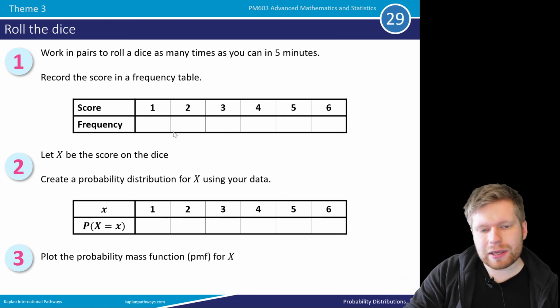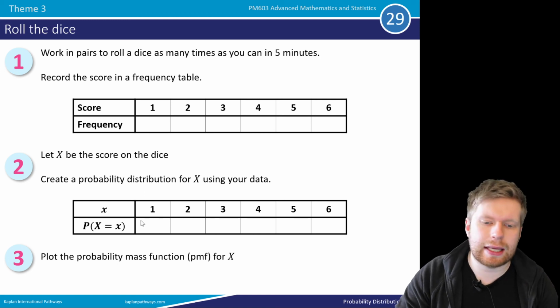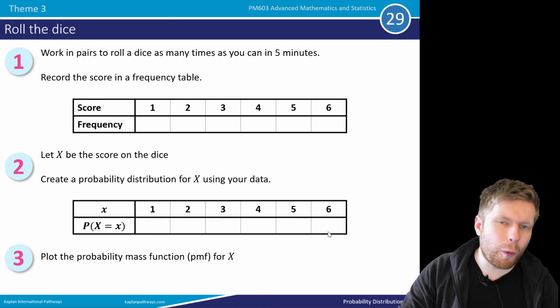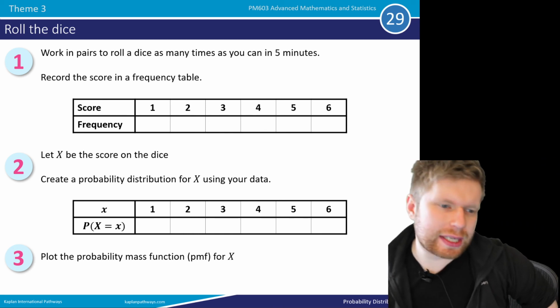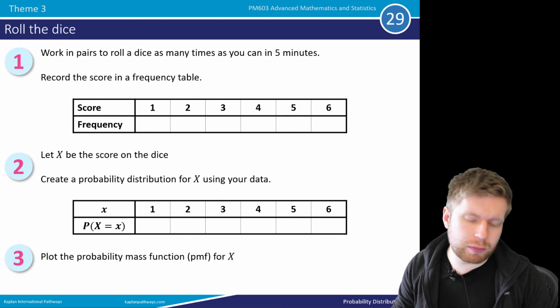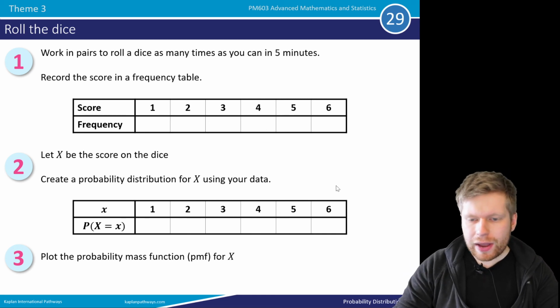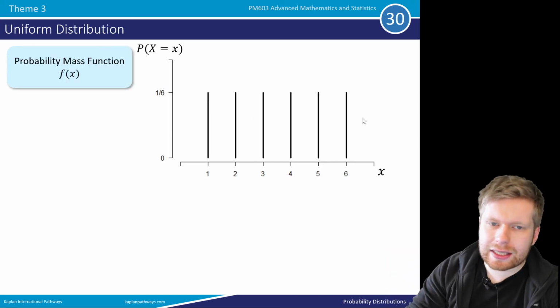But you notice that because we're doing this as an experiment, so it's an experimental probability, these probabilities will nearly always be slightly different and slightly off. And if you're interested in me actually going through this activity in class, I've got a video on my YouTube channel on the uniform distribution which you can go and have a look at. But effectively, I get them to plot it, and I collect all the class data together, and you should get something that looks like this.